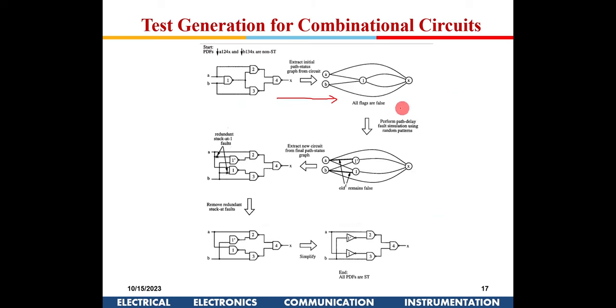You don't find this diagram in the textbook. You will find it only in this paper. If somebody is interested, you could go to that; otherwise, for the course, you could skip that. So these two gates are not shown here. Only this gate is shown, and this is the output.